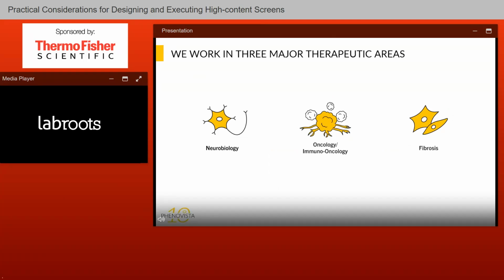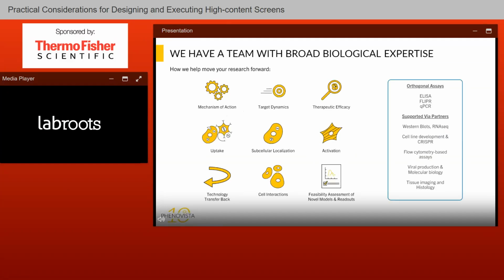The major areas that we tend to support are neurobiology, immuno-oncology and oncology, and fibrosis, as we saw an example of. All these areas of biology really have visual components that benefit from the application of high content. Those can include subcellular localization, target dynamics, and uptake, for example, in cell and gene therapy, seeing whether a cargo protein or a gene is delivered and the protein is expressed as expected.